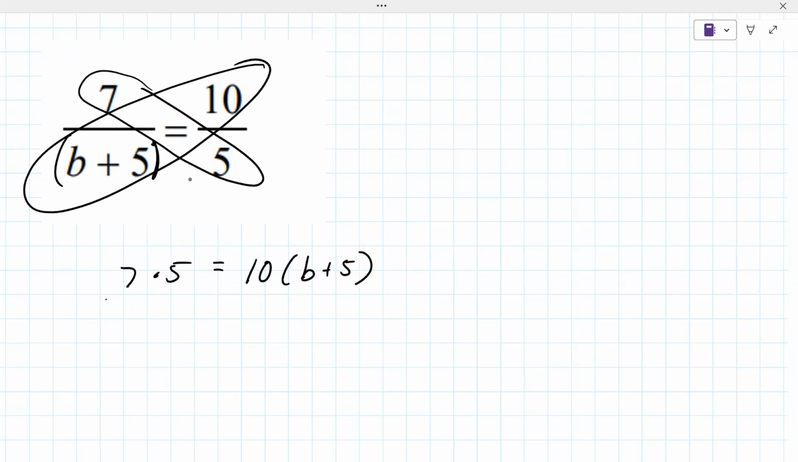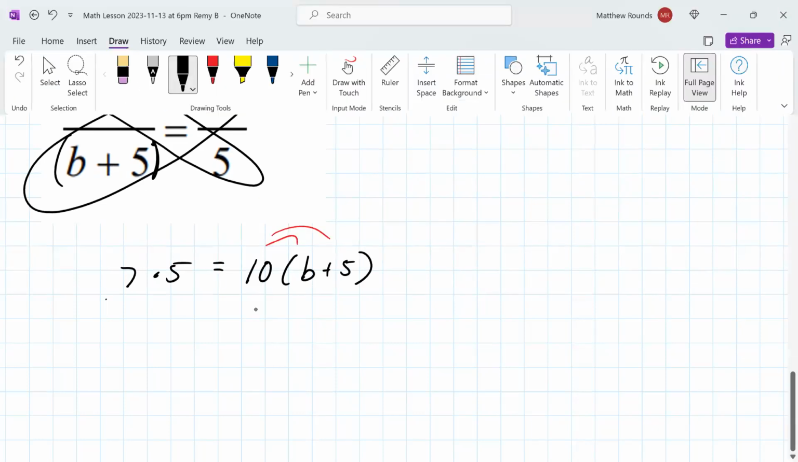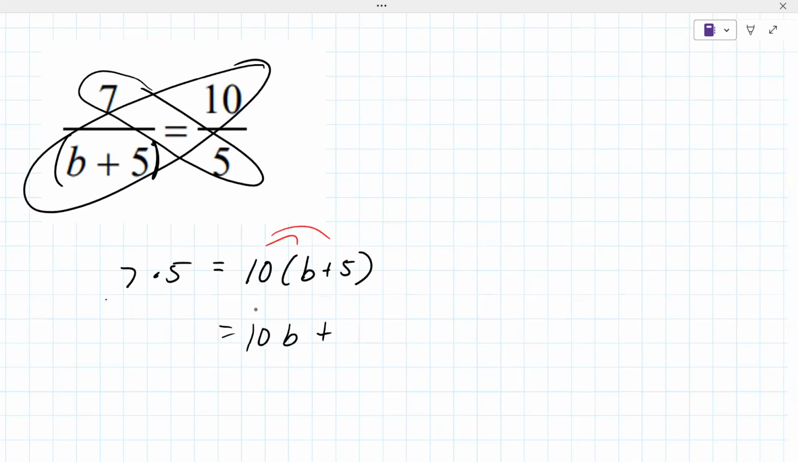Any questions on that? Okay, so 35 equals 10 times (b plus 5). Would you distribute that? Yeah, we're going to distribute the 10 to both. So it'd be 10b plus 15? No, you're multiplying. Oh, okay, so plus 50. Good.